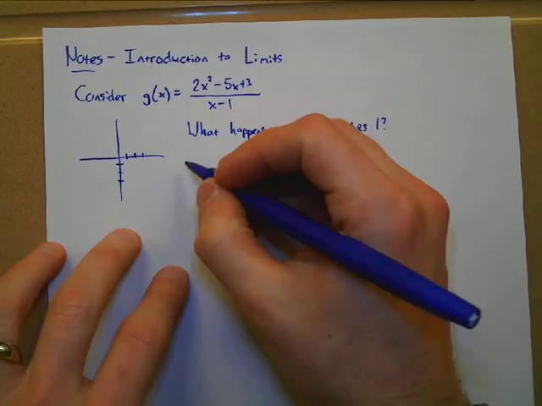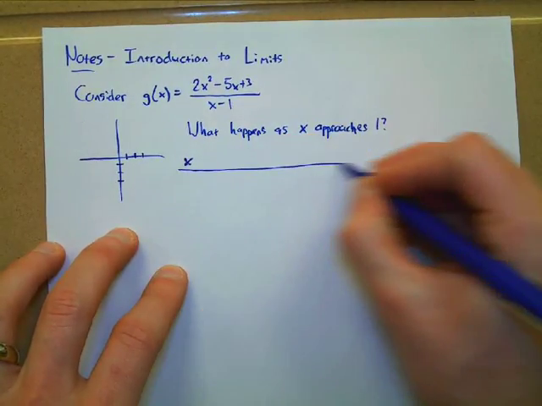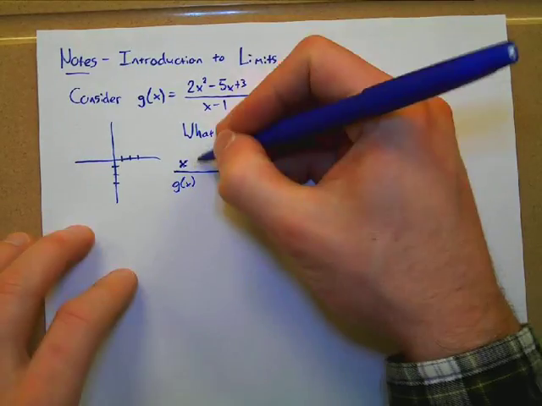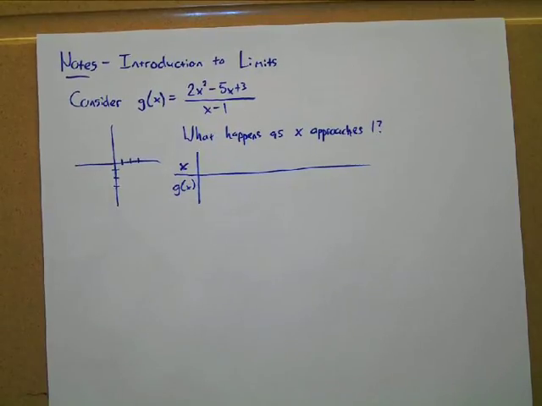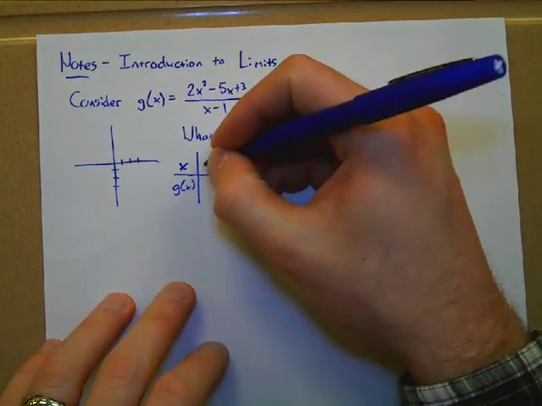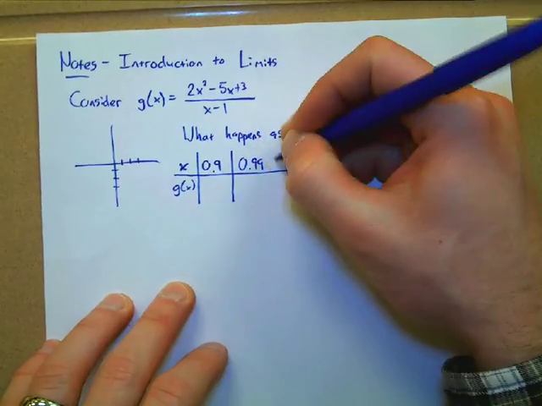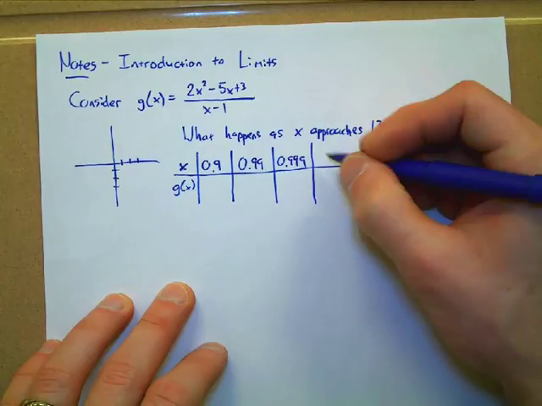I'll make a horizontal little chart here, so we'll say x and j of x like this. Okay, and let's approach 1. Now, we can approach 1 from two different directions. We can approach 1 from the left-hand side, values that are less than 1. For example, a value less than 1 but close to it would be 0.9, and then we could get even closer and do 0.99, and then 0.999, and I'll say that's good enough. And then I'll put the 1 in there, because that would be at 1.